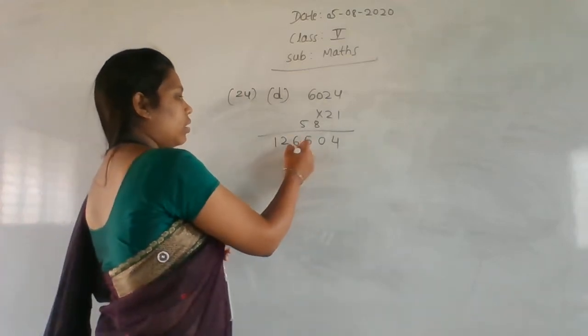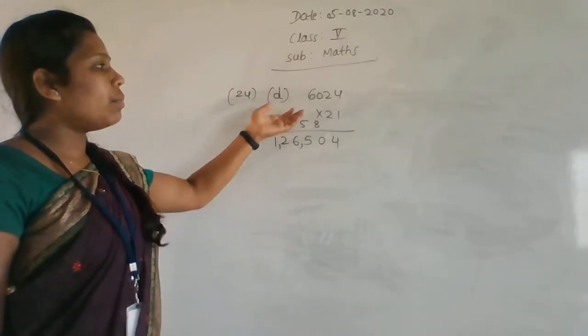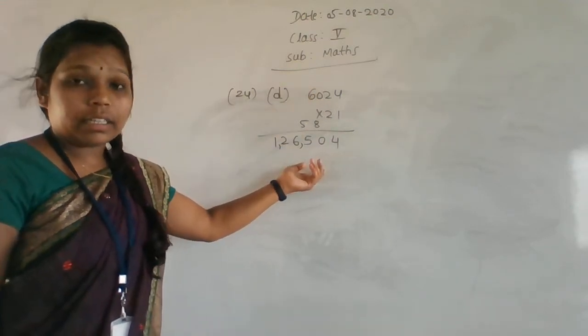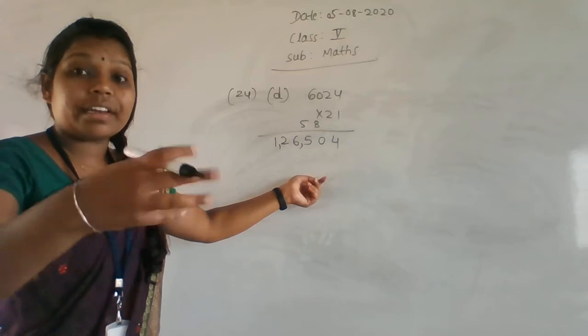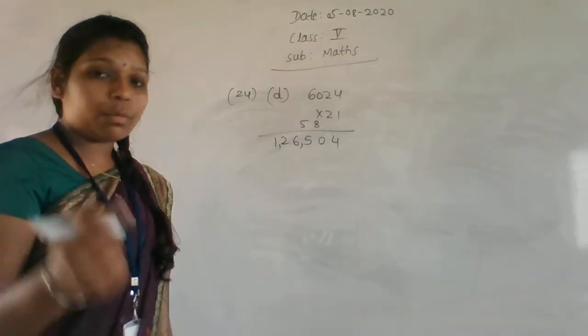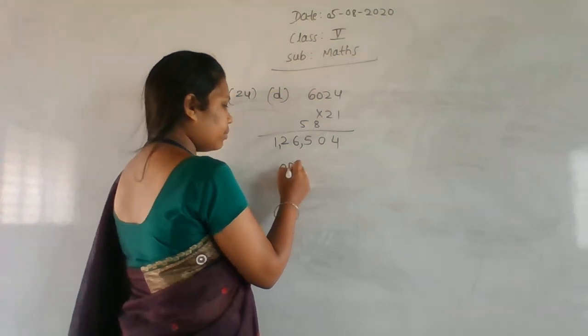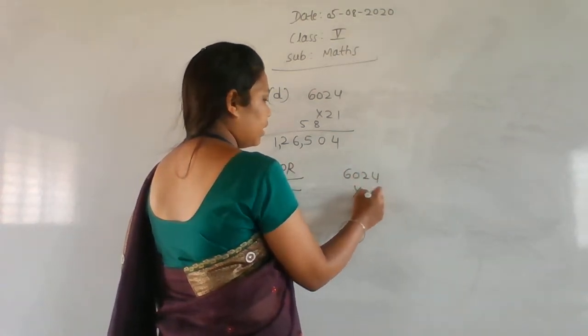Right? So here, like this, we have to write. Okay, if you know the table, then you can do it like this. Some people are extraordinary people. For them, I am taking one more method, that is here: 6, 0, 2, 4 and 21.